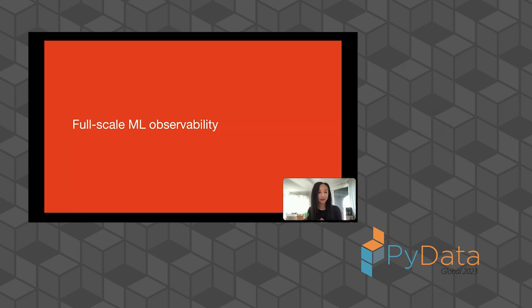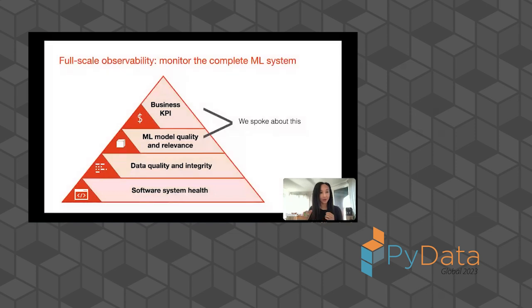Now, let me finally say a couple of words about full-scale machine learning observability and how it looks for recommender systems particularly. Basically, previously we discussed two groups of metrics, even three groups of metrics for recommender systems. So we discussed business KPIs and we discussed online and offline proxy quality metrics, right? So this part is already covered.